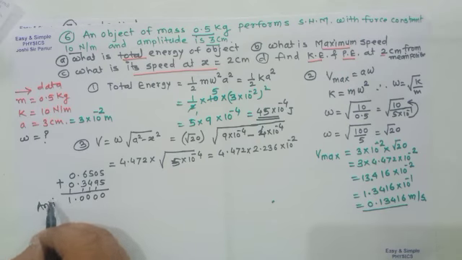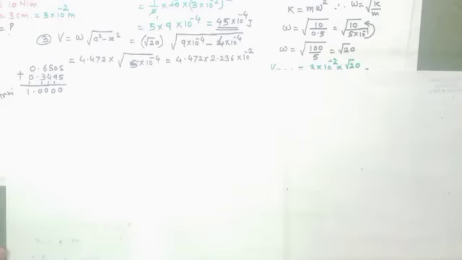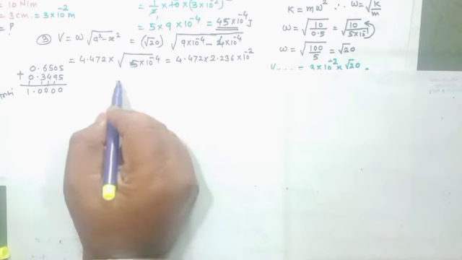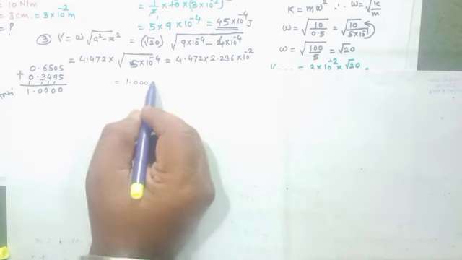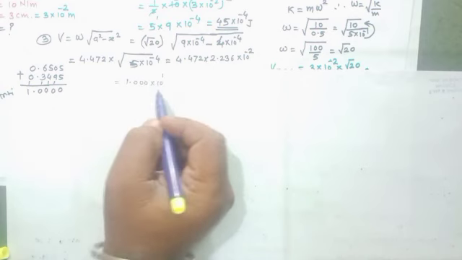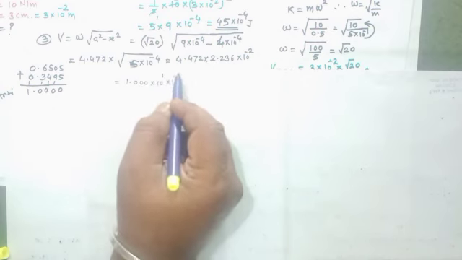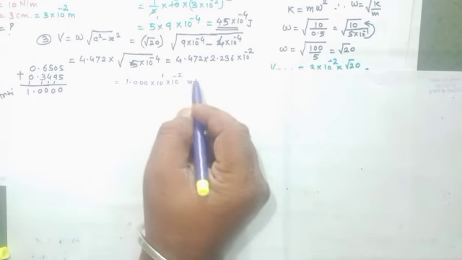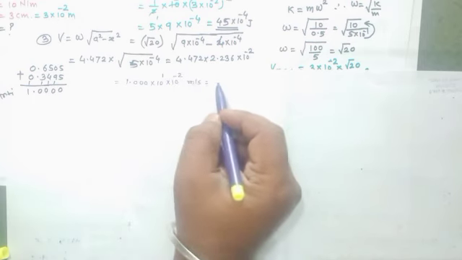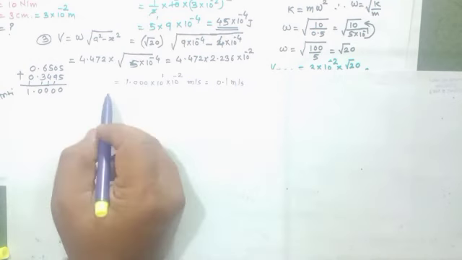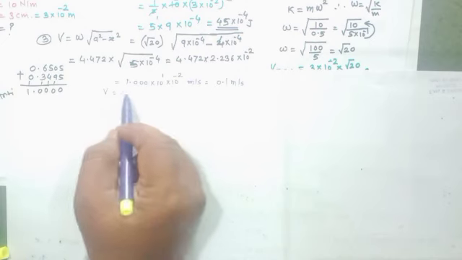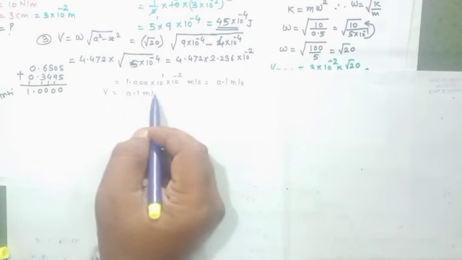Antilog of it will be 1.000 into 10 raised to minus 2 meter per second, which is 0.1 meter per second. So the velocity will be 0.1 meter per second.